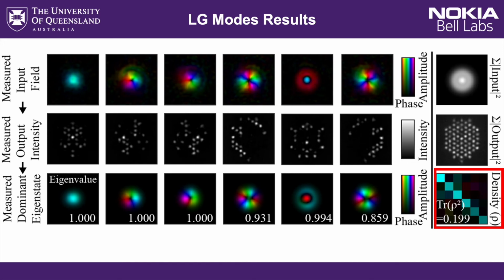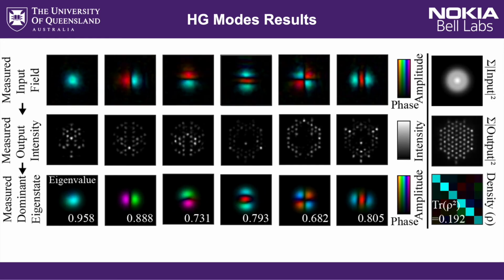The field on the top and bottom are very similar with each other, only really having a slight global phase difference. This, along with the fact that the trace of the square density matrix is only 0.033 off the ideal value, indicates a good reconstruction of the field from the device. The next set of results is for the HG modes.